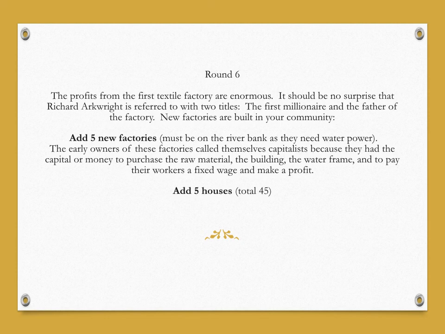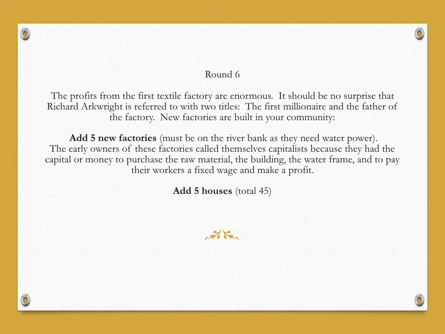Profits from the first textile factory are enormous. It should be no surprise that Richard Arkwright is referred to with 2 titles, the first millionaire and the father of the factory. Many new factories are built in your community. We still haven't discovered coal power, so all your factories must be on the river and not have smoke. The early owners of these factories called themselves capitalists because they had the capital, or the money, to purchase the raw material, the building, the water frame, and pay the workers a fixed wage and make a profit. So that's where the word capitalist comes from.